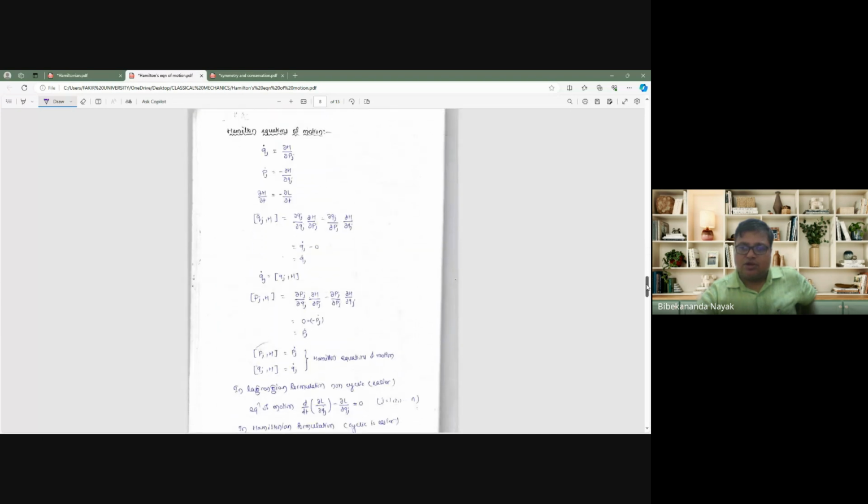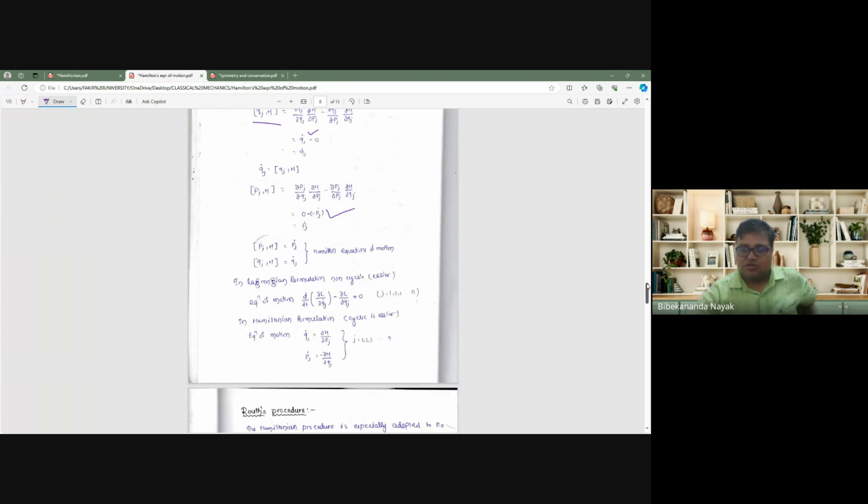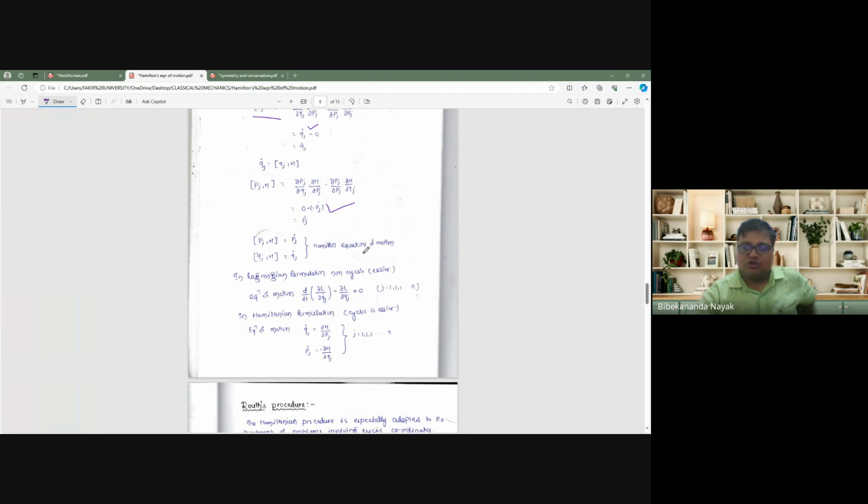So these are the Hamilton equations of motion: qj dot equals del H by del pj, pj dot equals minus del H by del qj, and del H by del t is equal to minus del L by del t. If you take the Poisson bracket of qj with H, you get qj dot, and for pj with H, you get pj dot. This is the Hamilton equation of motion in terms of Poisson bracket.